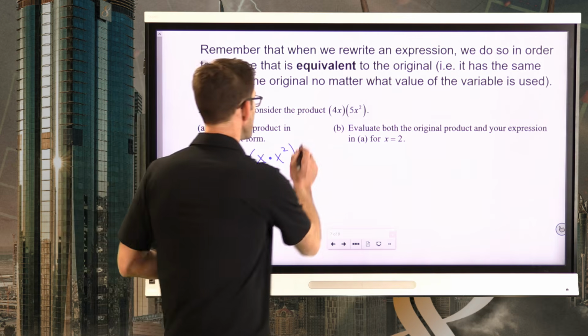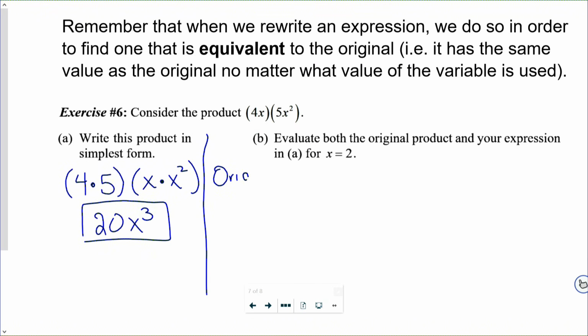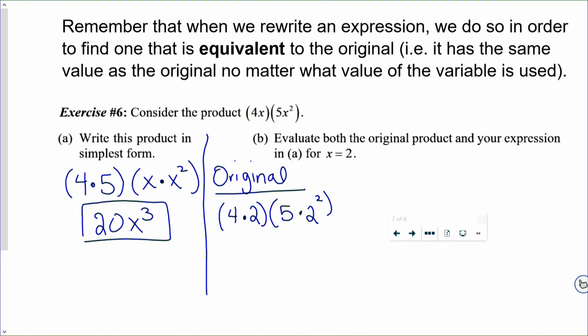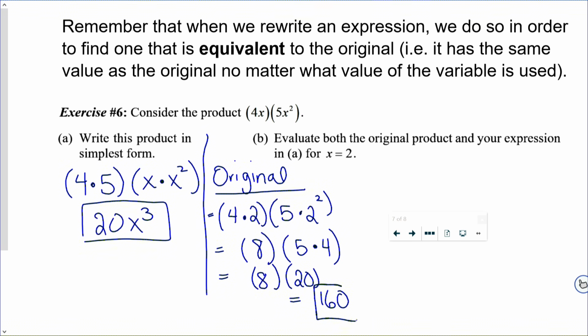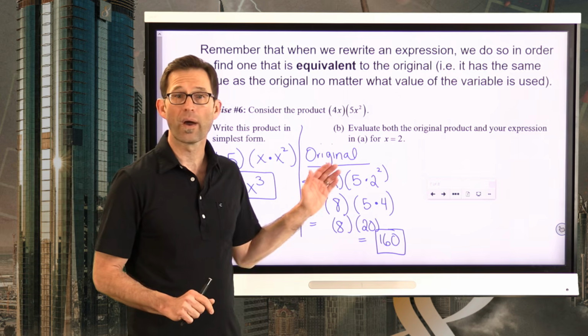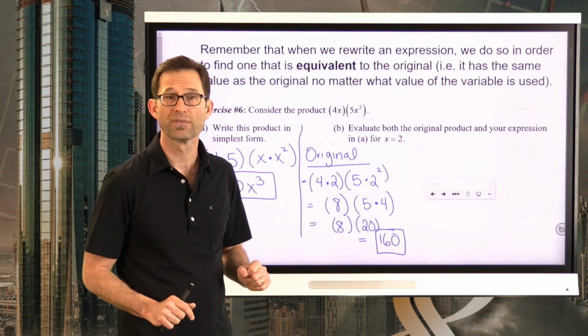All right, well, the original is going to take me more time than the simplified version, and that's kind of the point, right? We want the simplified version. So the original version will be 4 times 2 times 5 times 2 squared. Now remember, in terms of evaluating an expression, we always want to do what's in parentheses first. So that's 4 times 2 is 8. And we want to do exponents, right? So that should be 5 times 4. So that's going to be 8 times 20, and that is 160. Now notice that took me quite a few lines of evaluation to get down to 160.